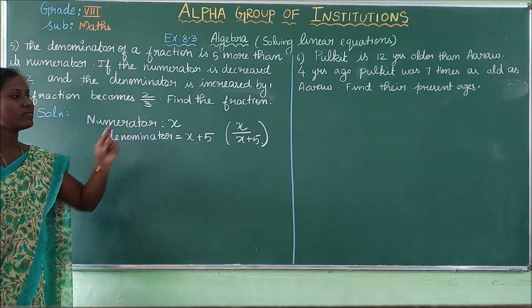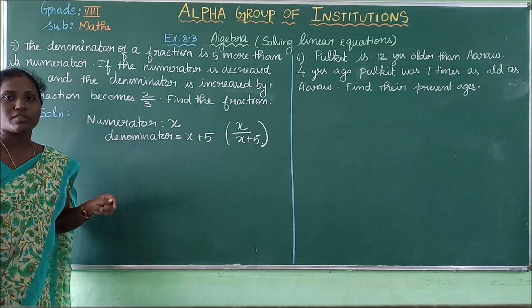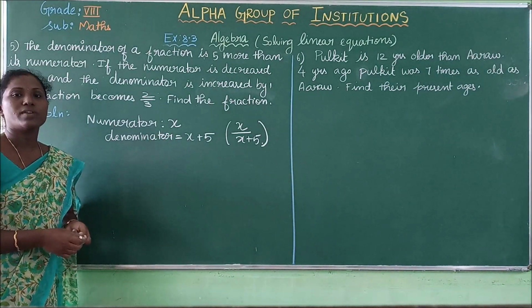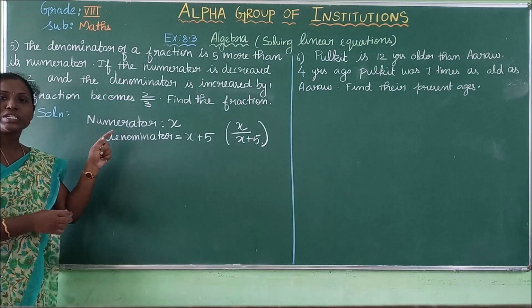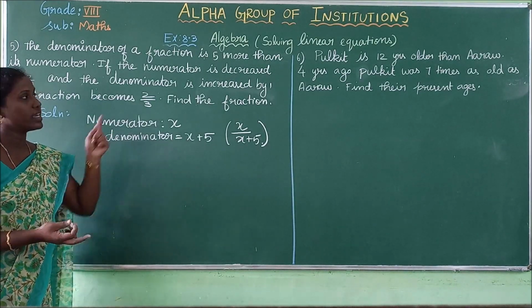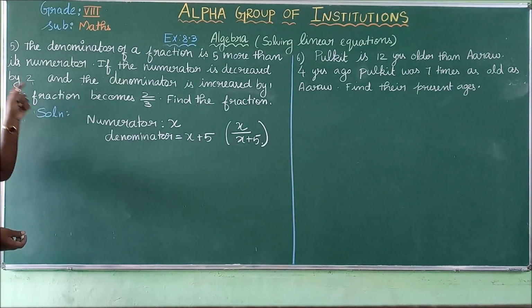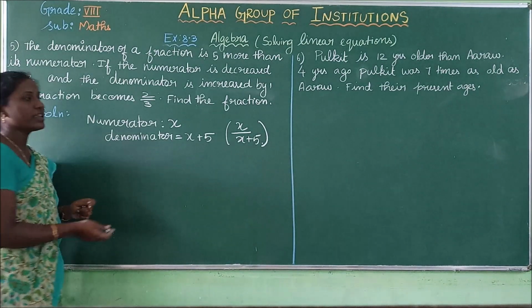Okay. For that we have to know the value of x. If we know the value of x, we can find the fraction easily. So how to find the value of x? For that, in the question again they gave a clue. Read the question next. If the numerator is decreased by 2. What is the numerator here?